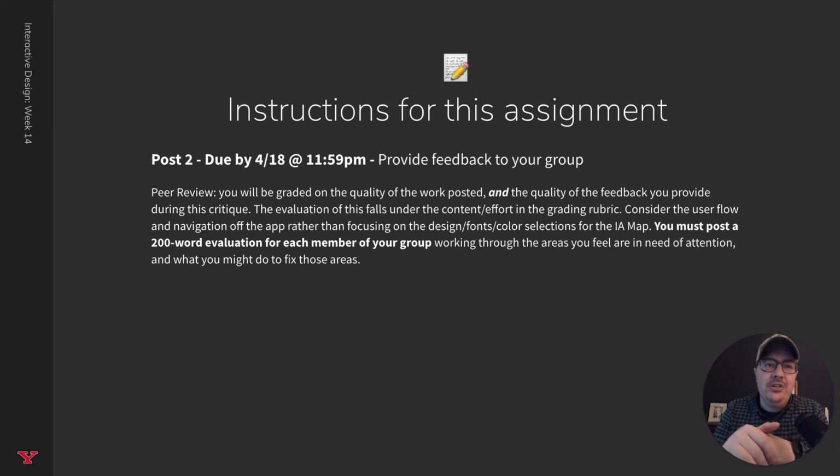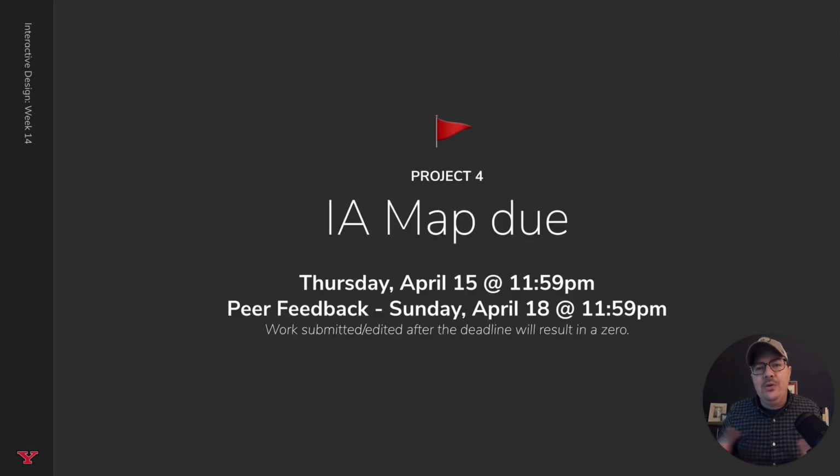And I'll be looking to make sure y'all are focusing on that in your actual feedback to get some points here for your peer review. So hopefully this was helpful. Again, I just want to review some of the things that worked well in project number 2, some of those examples. So hopefully it's helpful to see your peers' work that was submitted. And again, just to reiterate, your IA map is due Thursday evening, April 15th at 11:59 p.m., followed by that peer feedback due Sunday evening at 11:59 p.m. Make sure you get that in on time and you'll be in great shape.